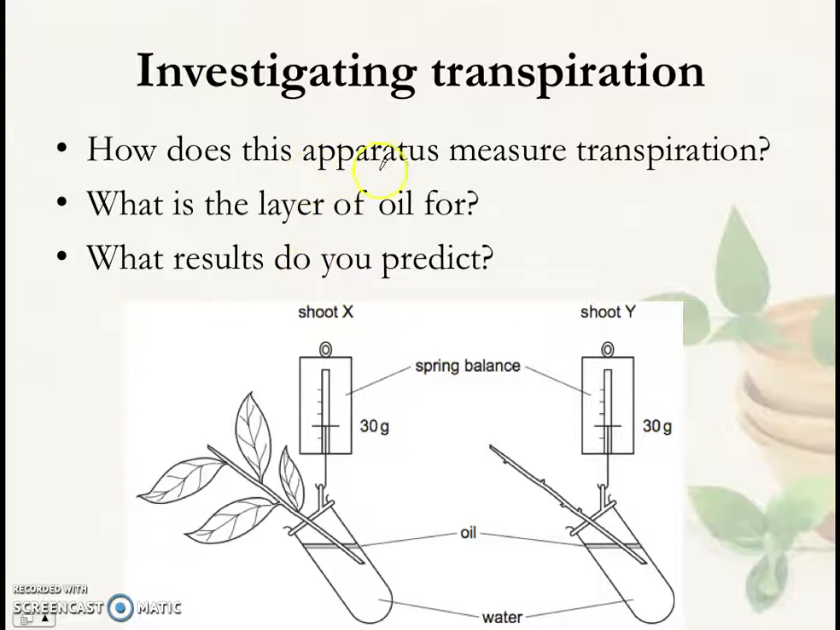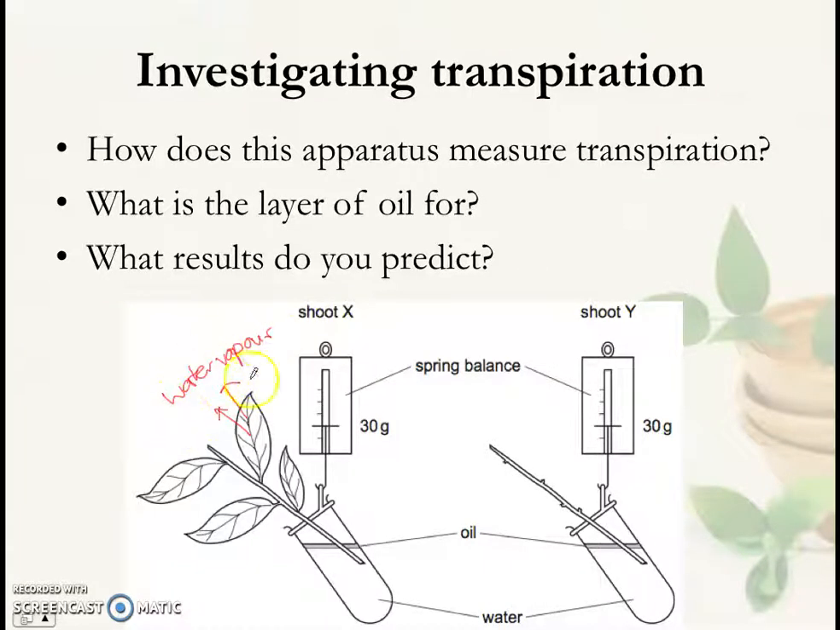Okay, so how does this apparatus measure transpiration? Maybe you are thinking something like this. Over here, shoot X has leaves. So with leaves, there will be transpiration, right? Water vapor will be lost from the leaves of the plant.